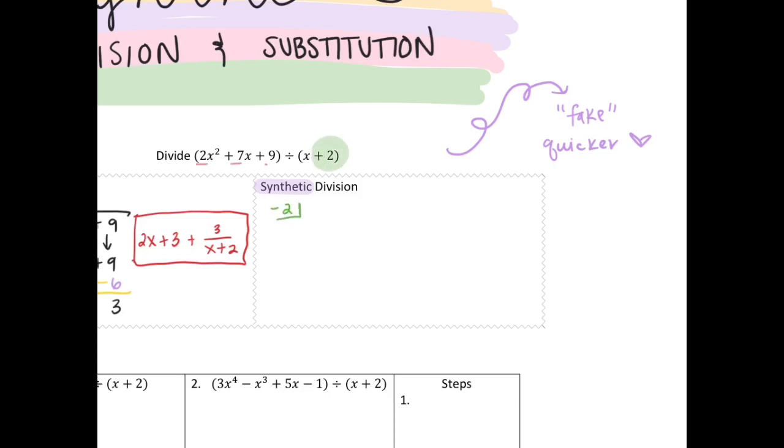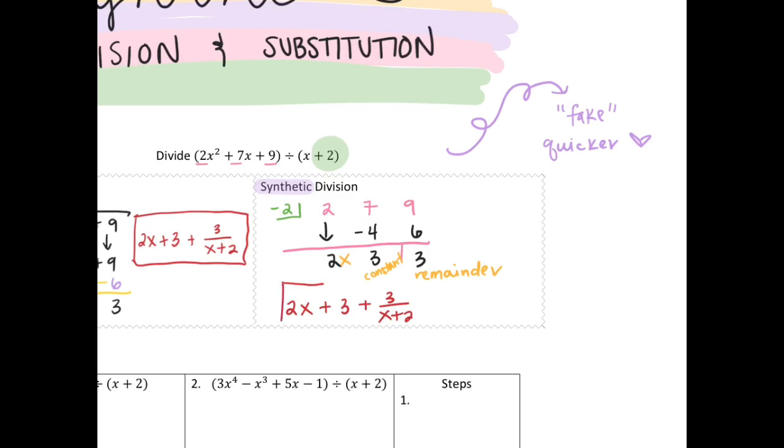So now I am going to set this up. I put -2 out in front of the box, and then I take my coefficients and write them to the side, and my setup is going to look like this. So we're going to drop things down, and really, as I go through this piece, I'm just showing you how quickly synthetic division can go. But, moral of the story, notice that my answer is exactly the same as the long division. Boom. And it took a lot less paper.